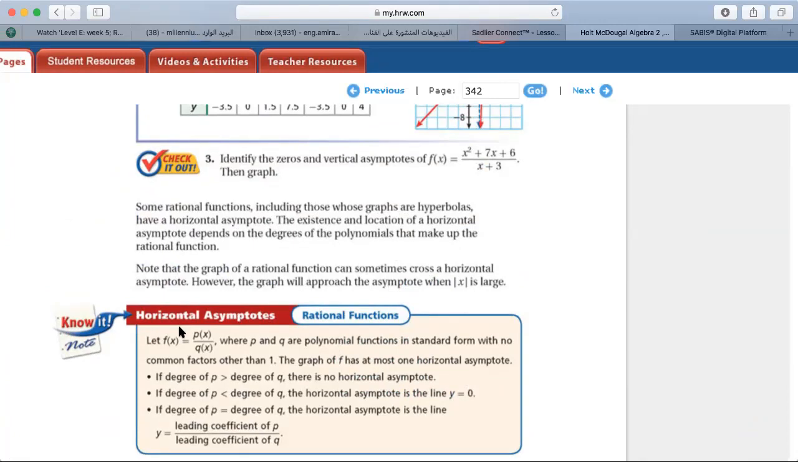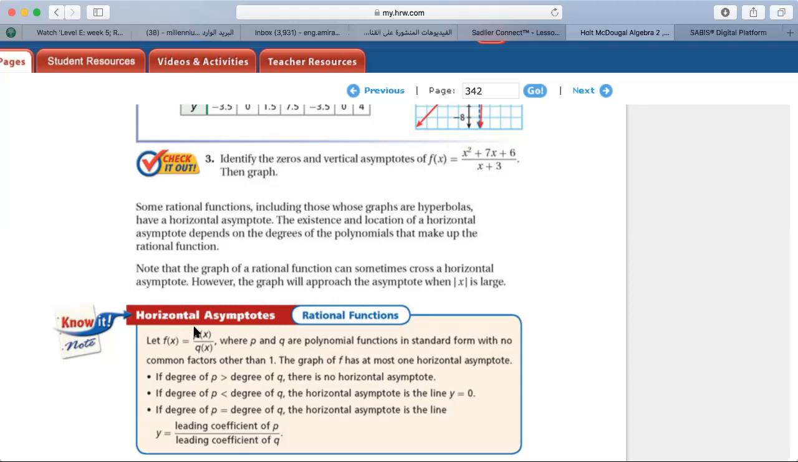So here we have some rules for the horizontal asymptotes. Let f of x be equal to p of x over q of x, where p and q are polynomial functions in standard form with no common factors other than 1. The graph of f has at most one horizontal asymptote. At most, maximum one horizontal asymptote. If the degree of p is greater than the degree of q, there is no horizontal asymptote.